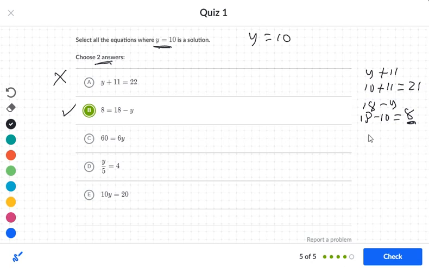So let's go to the next one. We got 6y. Well, that's the same thing as saying 6 times 10. So 6 times 10 is 60. And that's what we want. We want this to be 60. We want that to be 60. It does match. So we have our two solutions. That's what we're looking for. So let's check it.